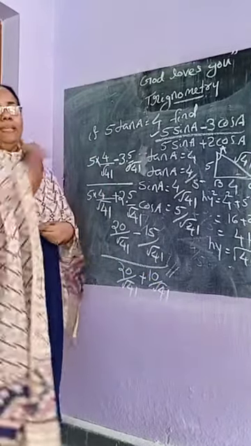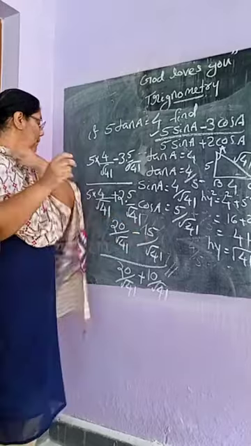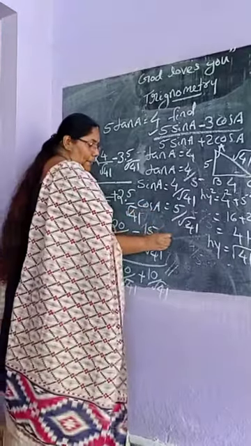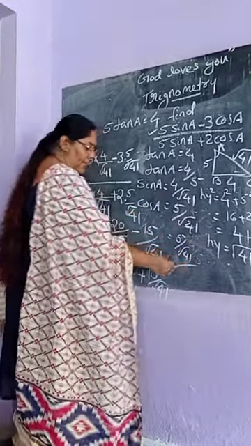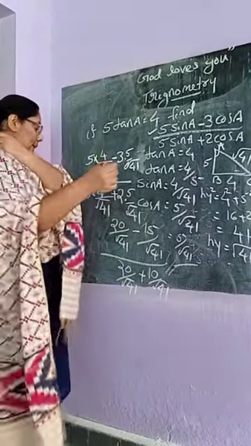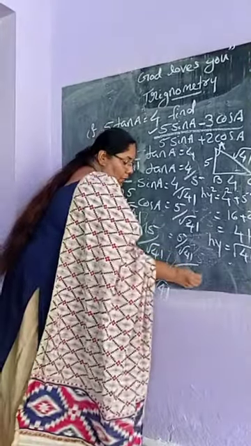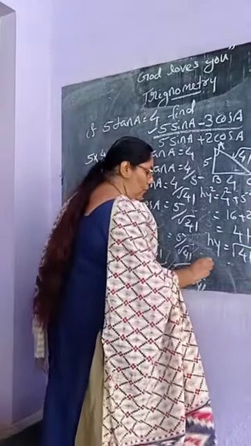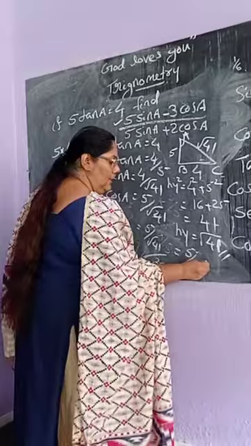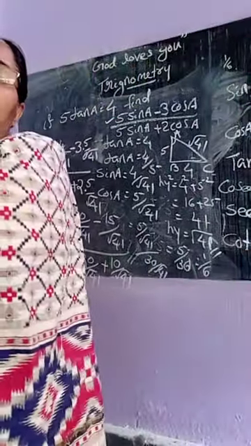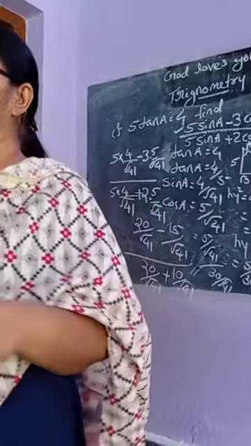Here we know that the numerator LCM is root 41. Therefore, what is the answer? 20 minus 15. What is 20 minus 15? 5 by root 41 and the denominator 20 plus 10. What is 20 plus 10? That is equal to 30. Therefore, 30 by root 41. Now, root 41 cancel. Then you will get 5 by 30 is equal to 1 by 6. What's the answer? 1 by 6. That's the first question. Now, write the next question.